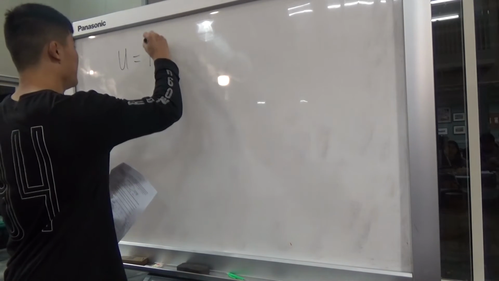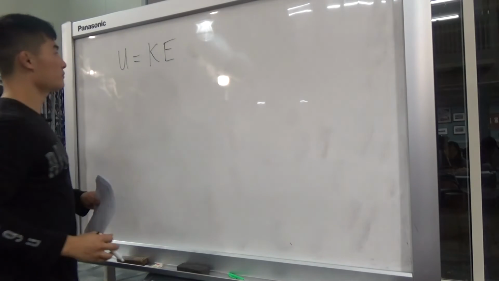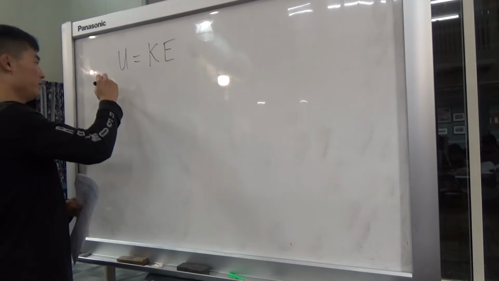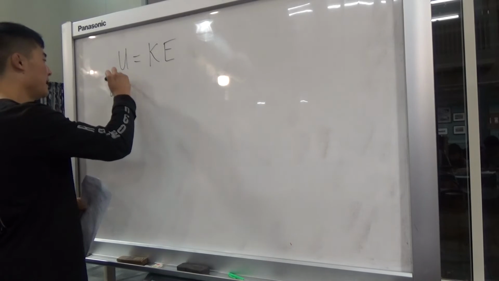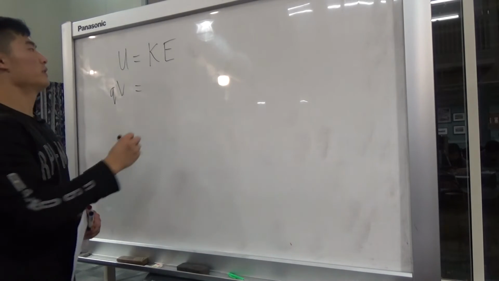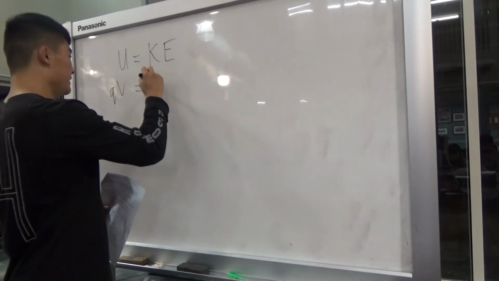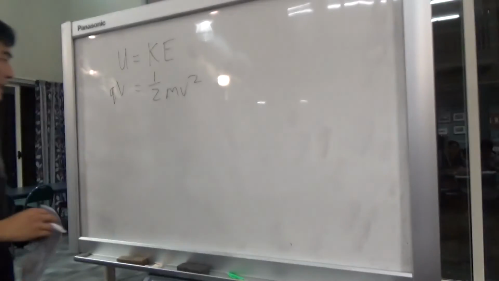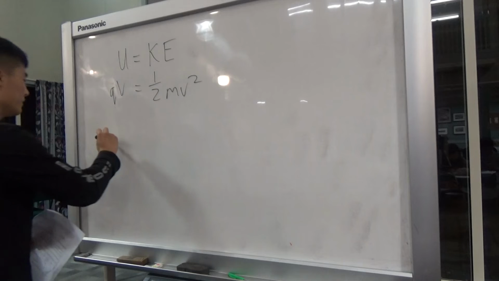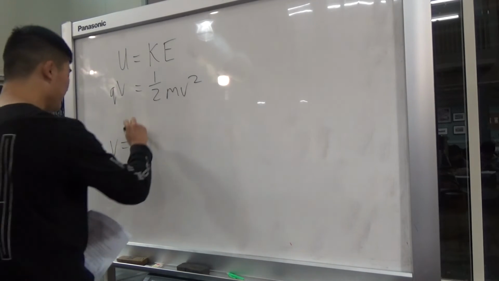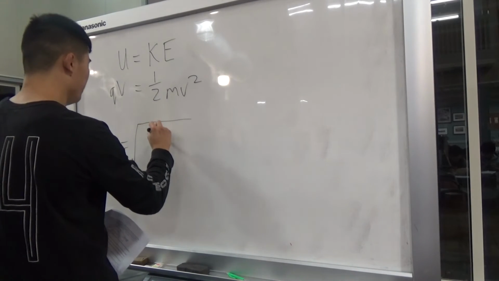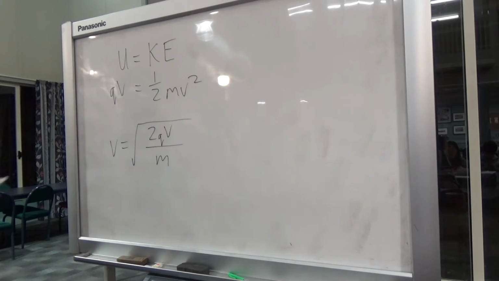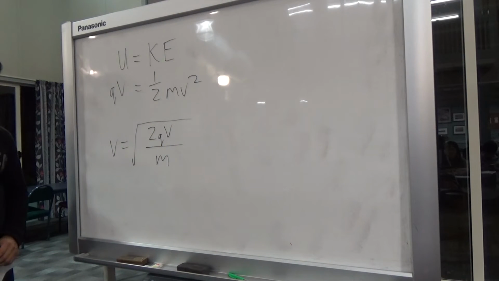So the electrical energy that it will have will be equal to the kinetic energy. The equation for electrical energy is Q times V, and the equation for kinetic energy is half mv squared. If you rearrange this equation, you get the velocity v is equal to the square root of 2qv over m.